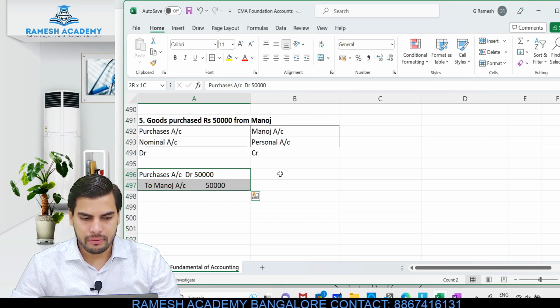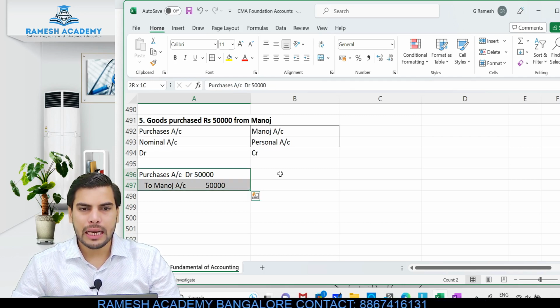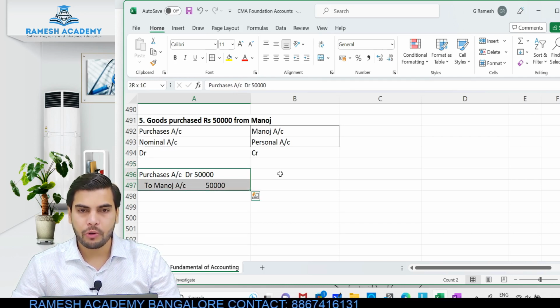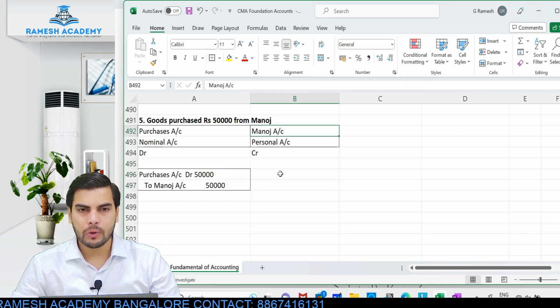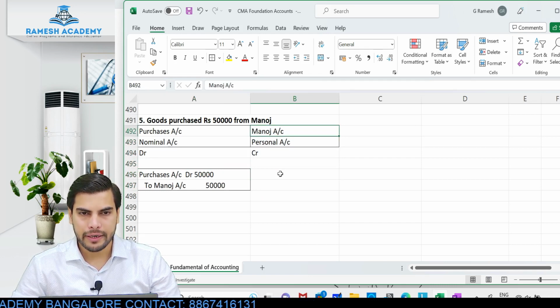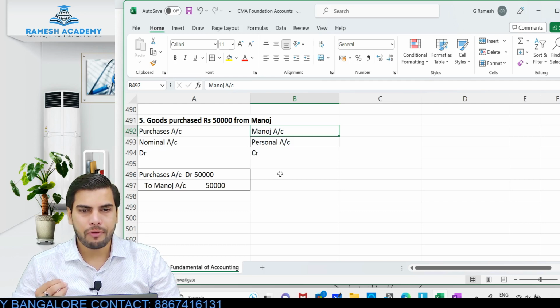Simple entry, right? Clear? So earlier the entry was like this: purchase account debit to cash. So here, purchase account debit to Manoj. So who is this person Manoj? Is he my debtor or creditor? He will be my creditor. Okay. So the person from whom we purchase the goods will be our creditor.